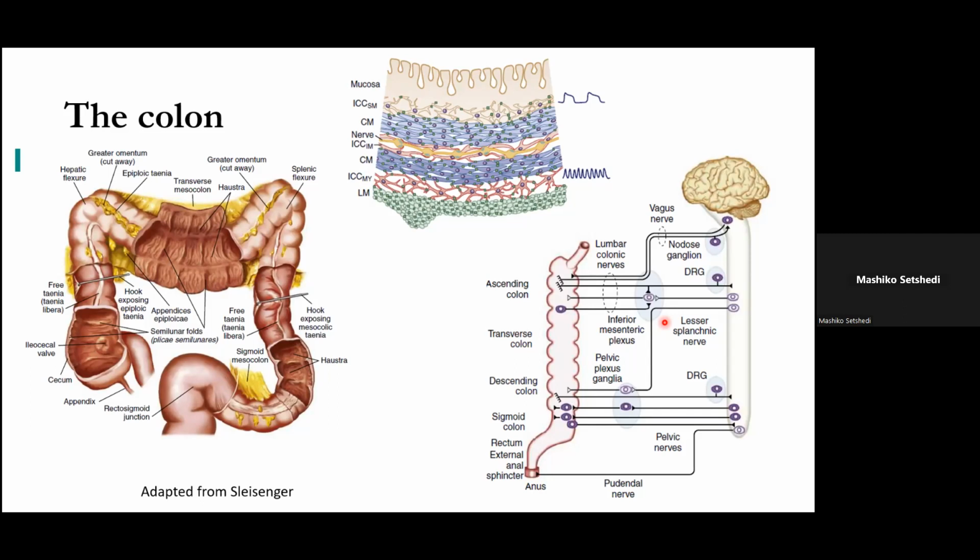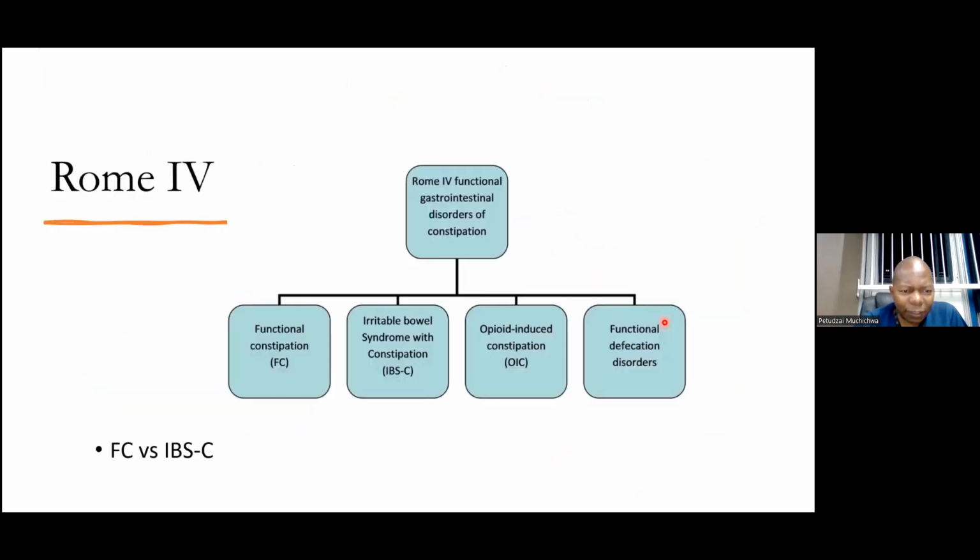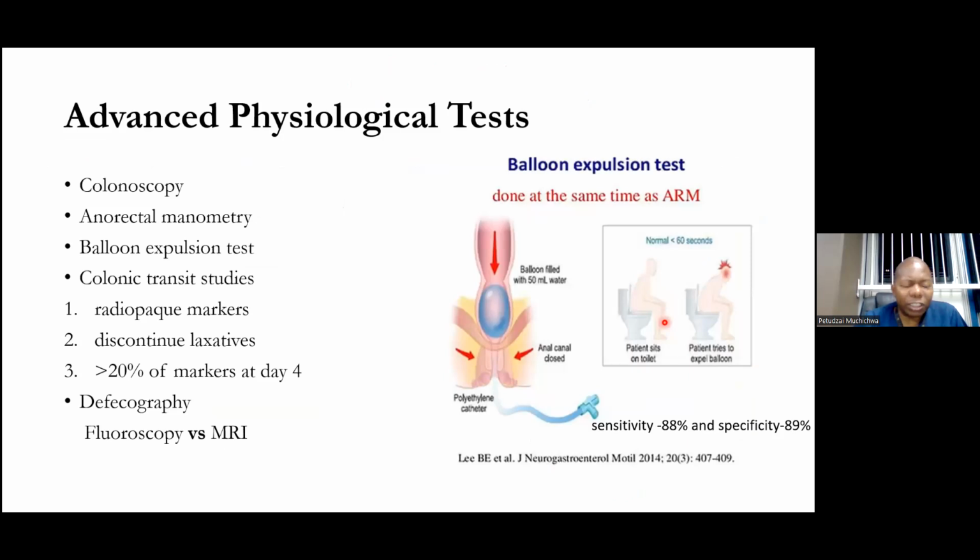Did you talk about radio-opaque markers, and what are their utility, if any? Petudzai? In the assessment? Yes, I did speak about radio-opaque markers on this slide when you are checking the colonic transit time. You ingest these markers, discontinue laxatives about 3 days before, then at day 4 you do the abdominal x-rays. When you see more than 20% retention of these markers, that is deemed slow transit. However, with the advent of wireless motility capsules, those may supersede these radio-opaque markers.